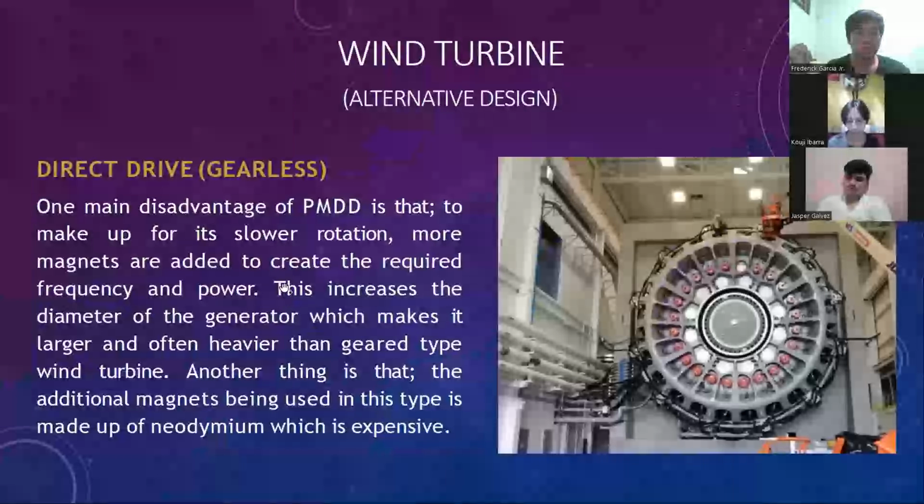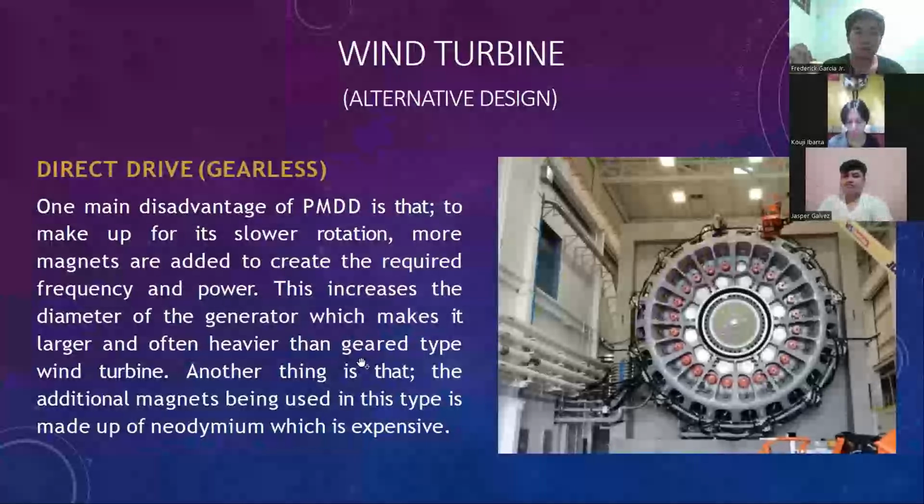Okay, so could one of you please read? Okay, so direct drive or gearless. One main disadvantage of PMDD is that to make up for its slower rotation, more magnets are added to create the required frequency and power. This increases the diameter of the generator, which makes it larger and often heavier than the geared type wind turbine. Another thing is that the additional magnet being used in this type is made up of neodymium, which is expensive.